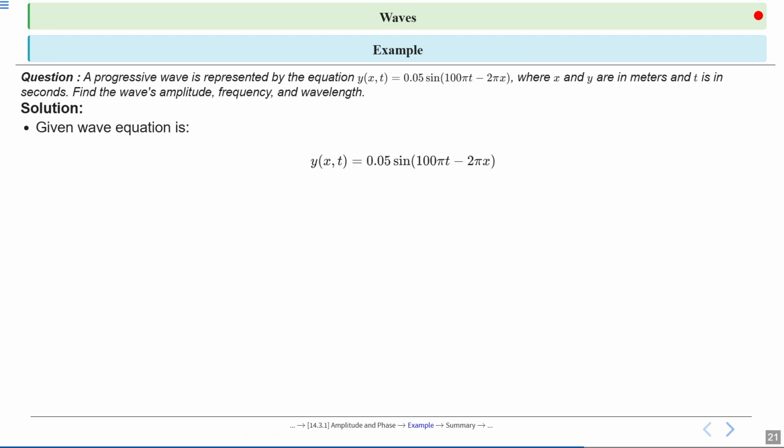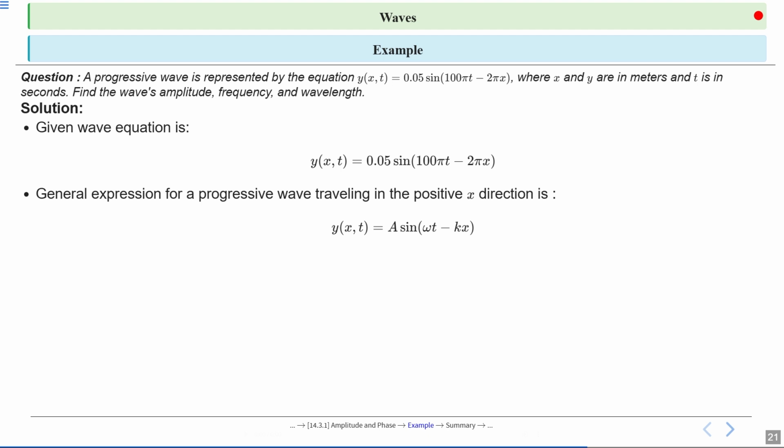The given wave equation is y of x, t equal to 0.05 sine 100 pi t minus 2 pi x. The general expression for a progressive wave traveling in the positive x direction is y of x, t equal to A sine omega t minus kx. Let's compare the given equation to the general form. First, let's find the amplitude. So, amplitude A is equal to 0.05 meter.